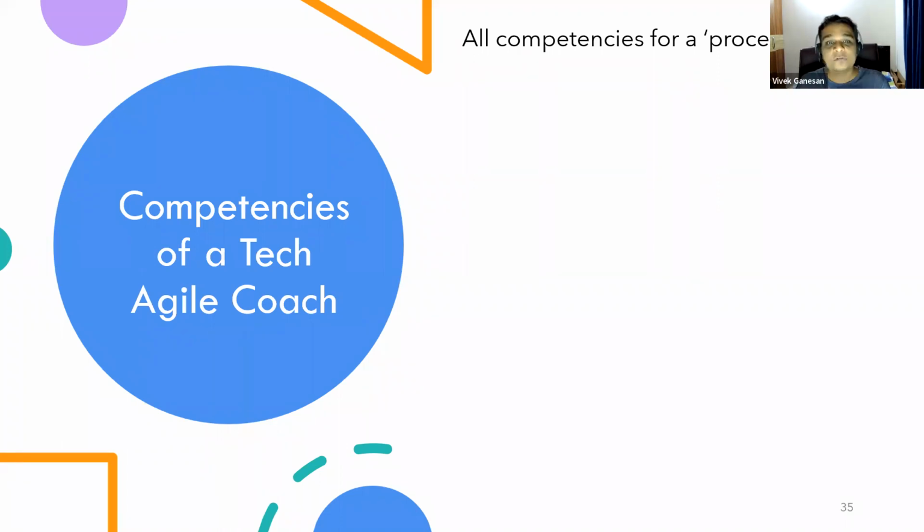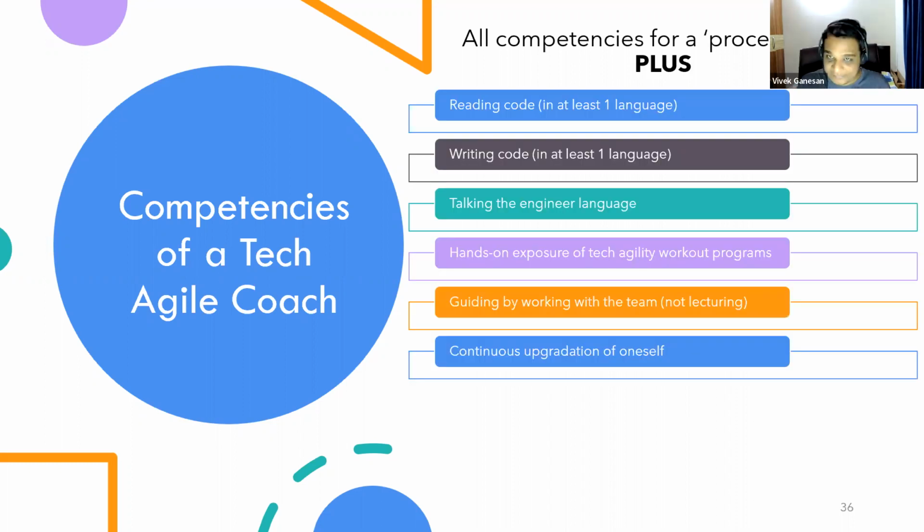That's where it is. So technical agile coach should be able to appreciate, understand, and sometimes pitch in towards process changes and the things that a process coach does. So technical agile coach should have all the competencies that are required for a process coach. He should be able to swap for a process coach most of the times for all practical purposes. Plus some additional competencies: reading code. This person should be able to read code at least in one language, write code at least in one language. When I say code, it is not just source code. It can also be test code.